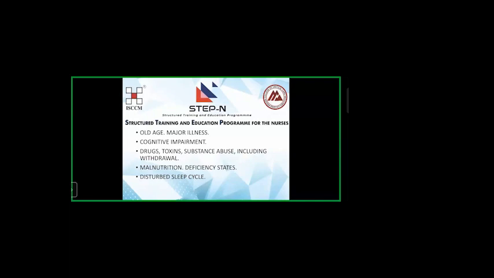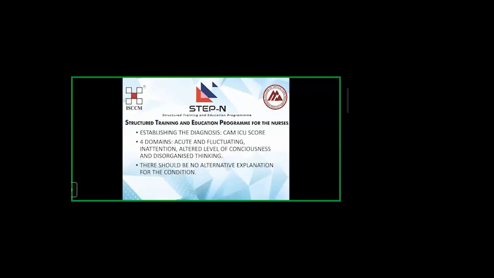And the idea of identification is basically to find out if there is any factor which can be corrected so that the delirium resolves. Now, once we have noted that there is some disturbance in the consciousness or in the content of consciousness, then we need to go to a pathway where we can establish the diagnosis.